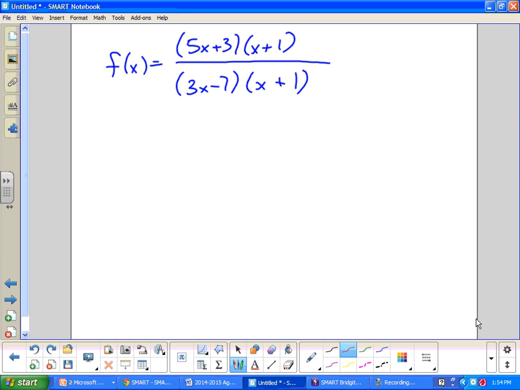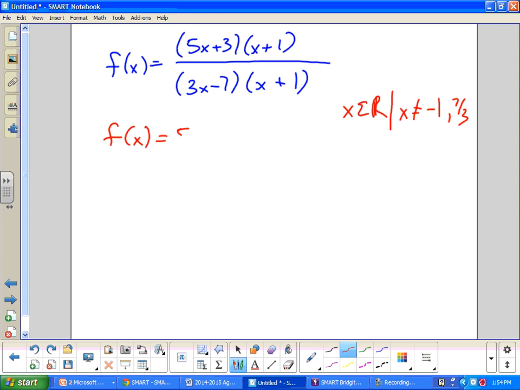So again, since step one's done, it starts with setting the domain, which is all real, except -1, all right, or these two binomials. And I suppose it's 7/3, right? And I suppose if I wanted to factor, guys, I can factor this.